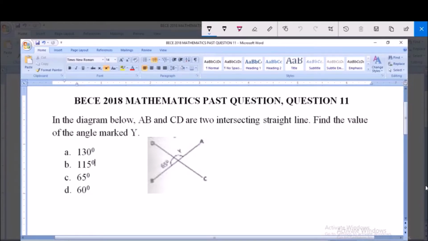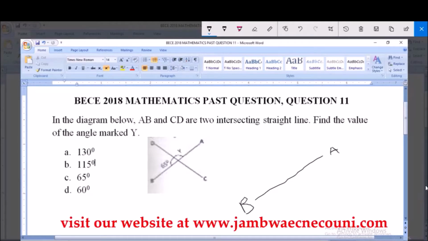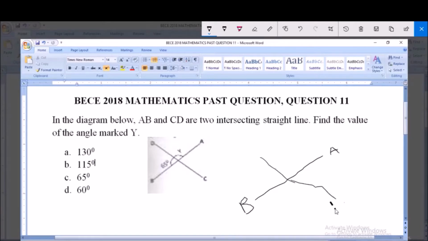Now we are given two straight lines, line AB and line CD, and these lines intersect each other. Now we are asked to find the value of what? The angle marked Y. This is the angle marked Y which we are looking for. Now to find this angle marked Y, we have a line like this. The line AB is like this now. A, B. Now we have another one like this intersecting it. So we call this line what? Line C, D. Now we have to find what? Angle Y, which is this angle. And this angle here is what? 65 degrees.